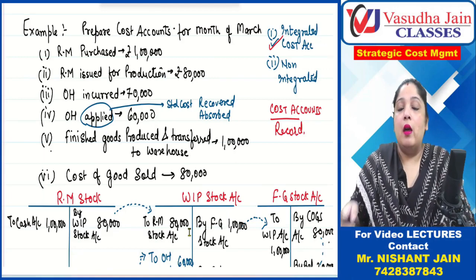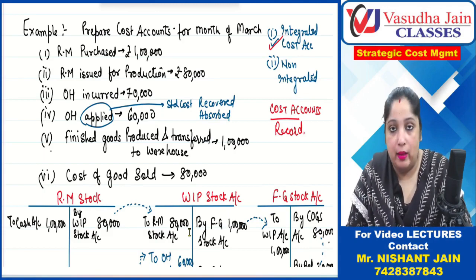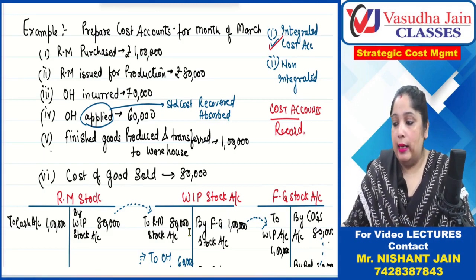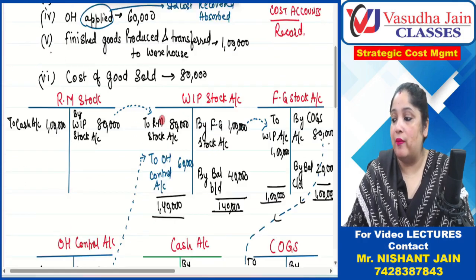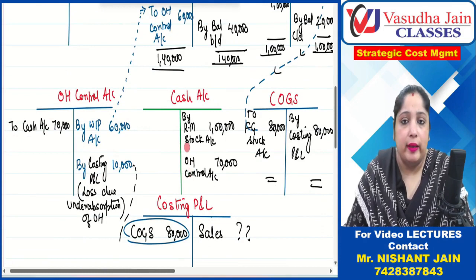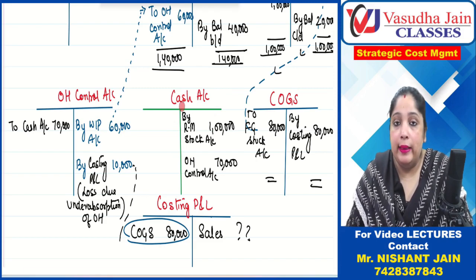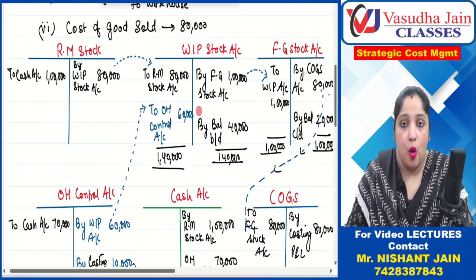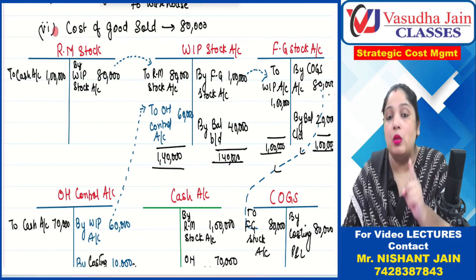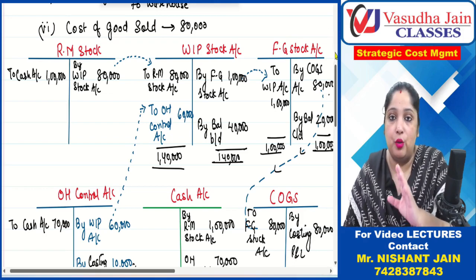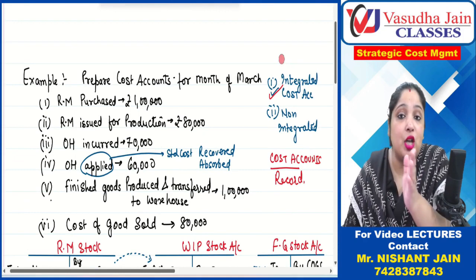So now we have got a basic idea of how cost records are made. In integrated cost records, we have learned that the cash account or creditors account, the accounts payable account, can be made in your integrated cost accounts. Otherwise, our cost records basically comprise the 3 stock accounts: raw material stock account, work in progress stock account, and finished goods stock account. Now let us come back to our main topic, which is backflush accounting.